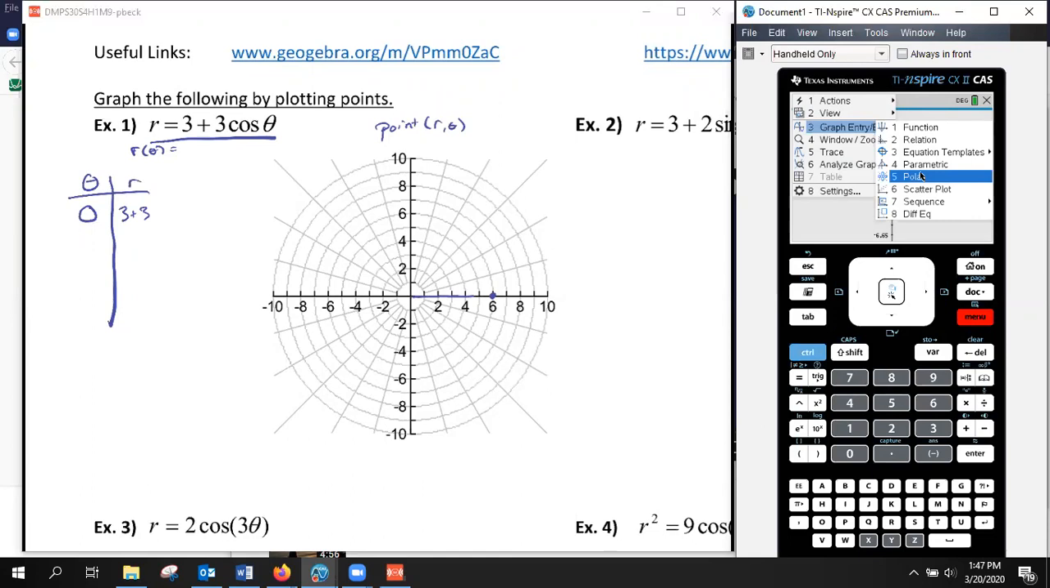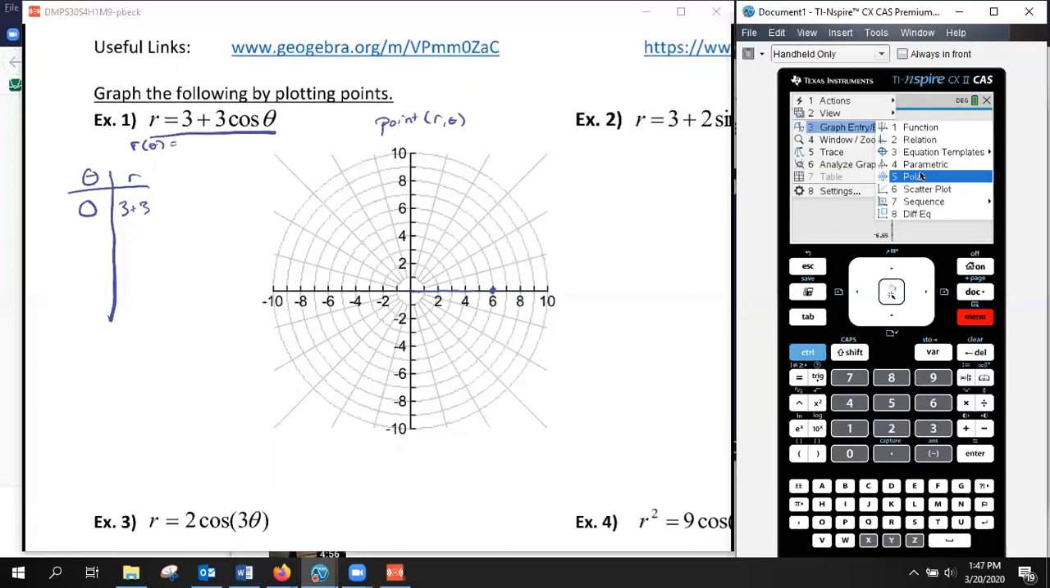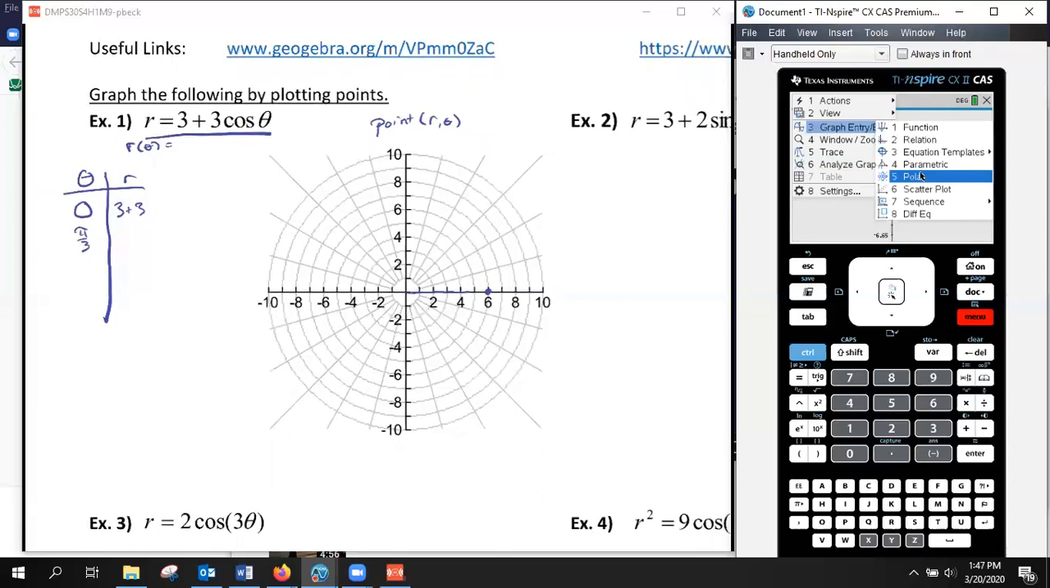For cosine, I like to generate as many points as possible that are easy to actually graph. So all of the pi over 3s give us a nice cosine value of 1/2. So this is going to be 3 plus 3/2, or 4.5. So at pi over 3, which is right here, I'm going to be going out 4.5. And then, of course, pi over 2. At pi over 2, we end up with 3 plus 0.